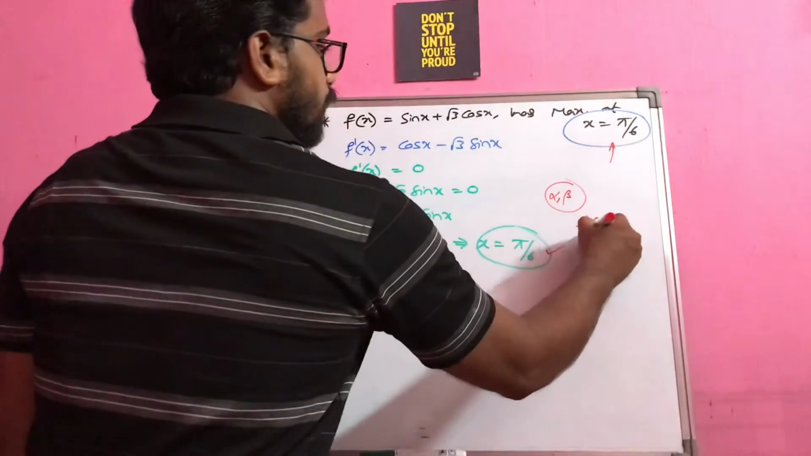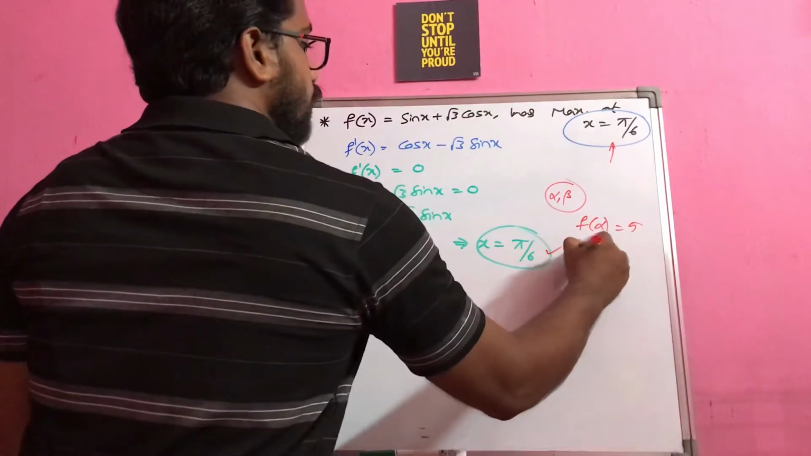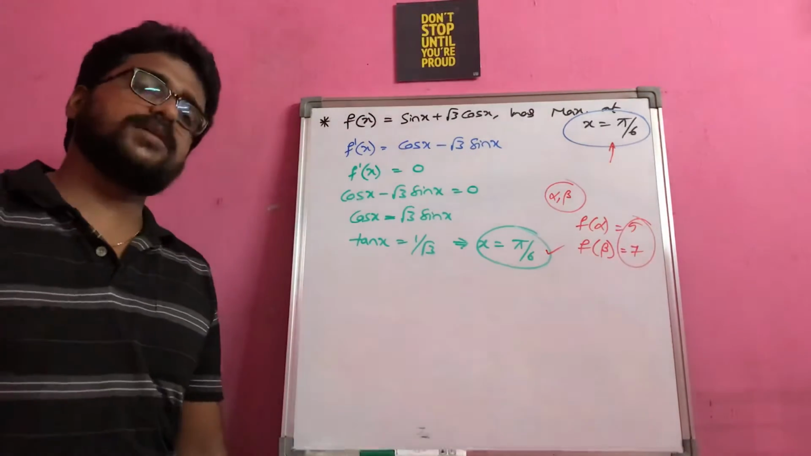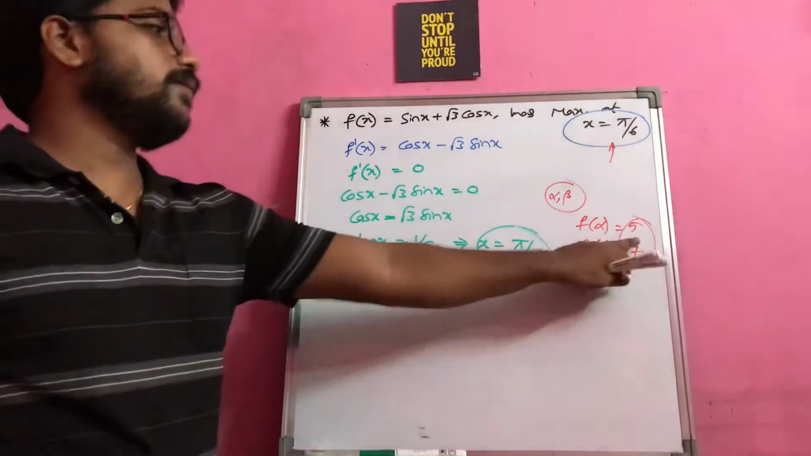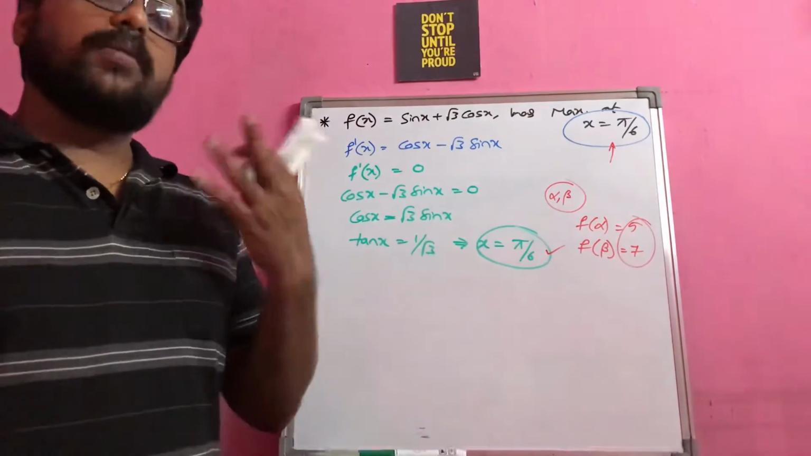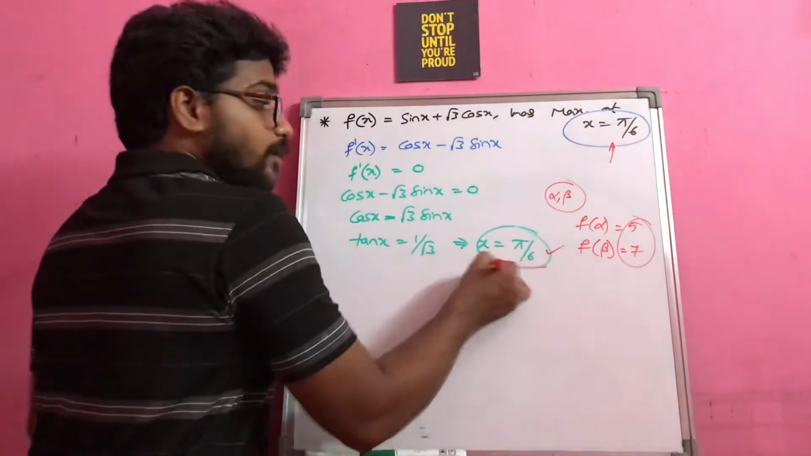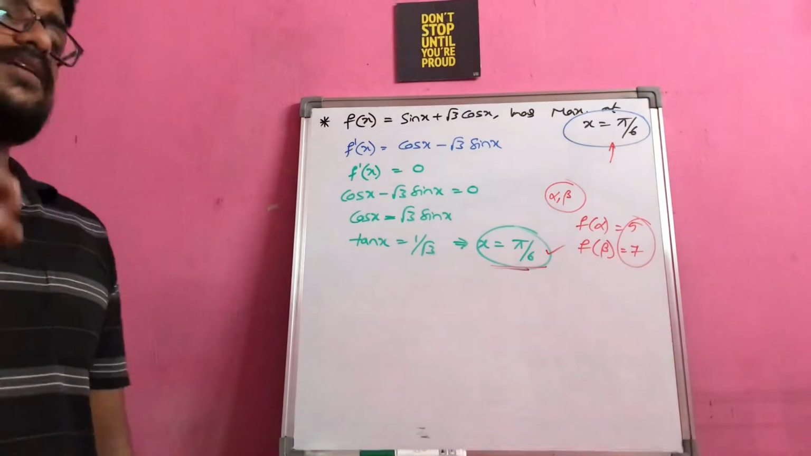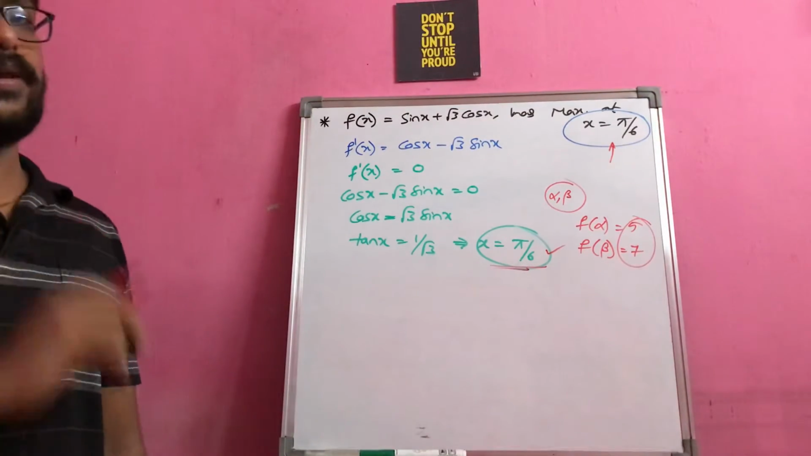Let us say I am getting f of alpha is equal to 5 and f of beta is equal to 7. As I am having two numbers here, I can say here I am getting minimum, here I am getting maximum. But how can you say, when you are having a single value like this, whether it is giving you the maximum or minimum?